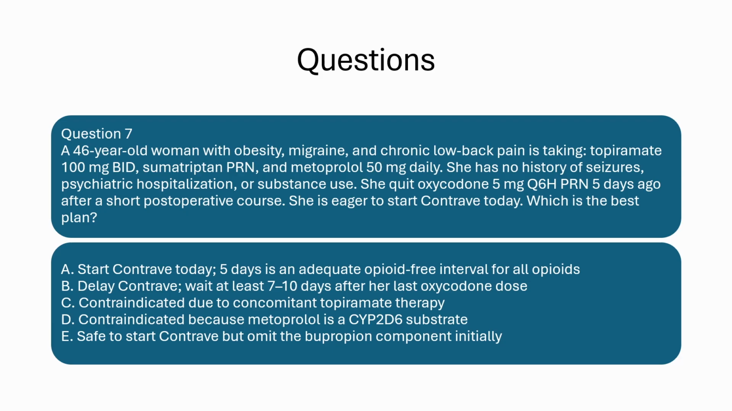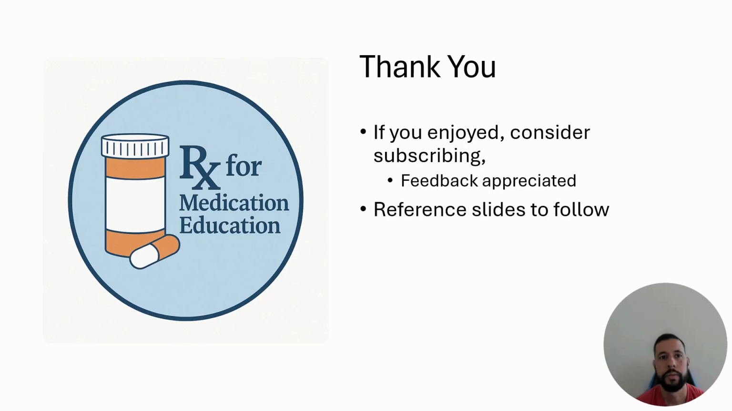A 46-year-old woman with obesity, migraine, and chronic low back pain is taking topiramate 100 mg BID, sumatriptan as needed, and metoprolol 50 mg daily. She has no history of seizures, psychiatric hospitalization, or substance use. She quit oxycodone 5 mg every 6 hours as needed 5 days ago after a short postoperative course. She is eager to start Contrave today. Which is the best plan? The answer is Bravo.